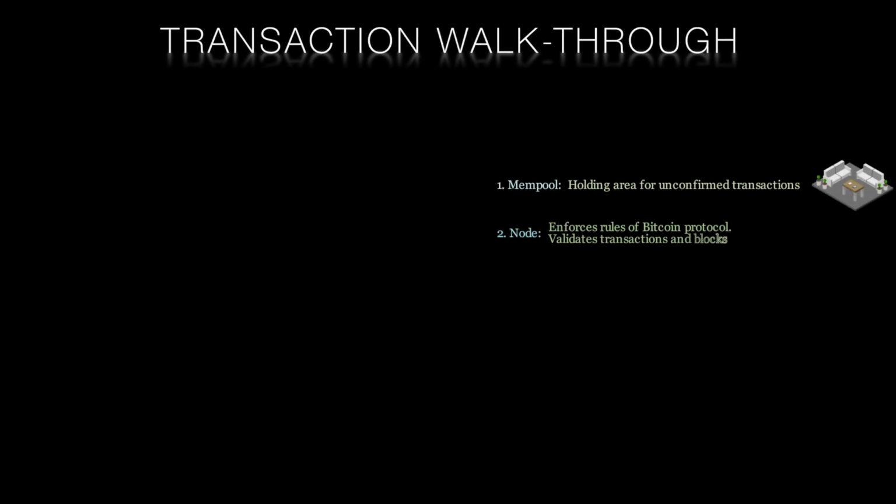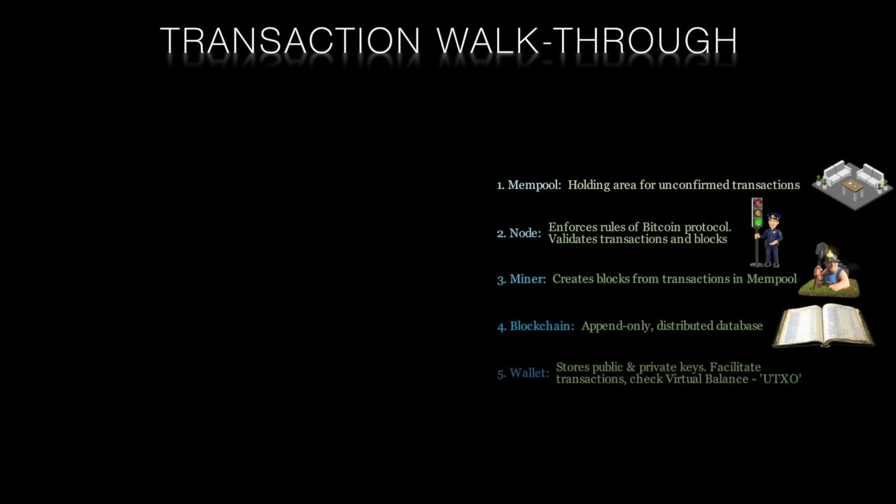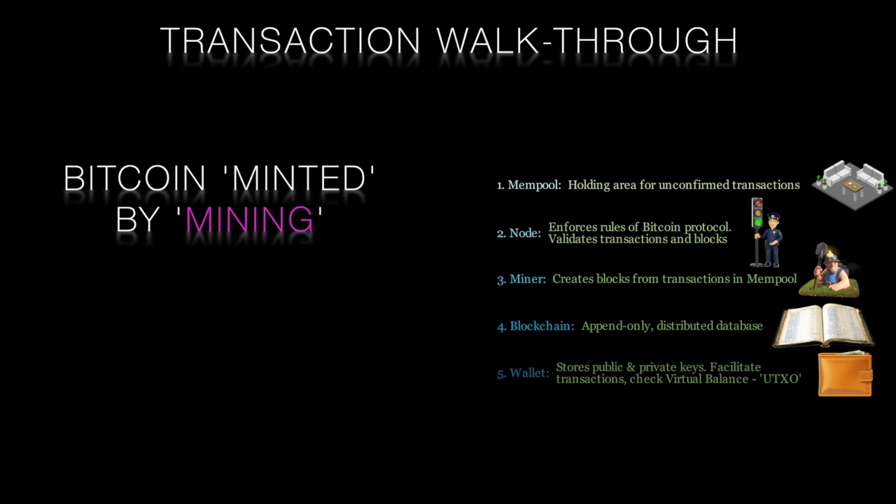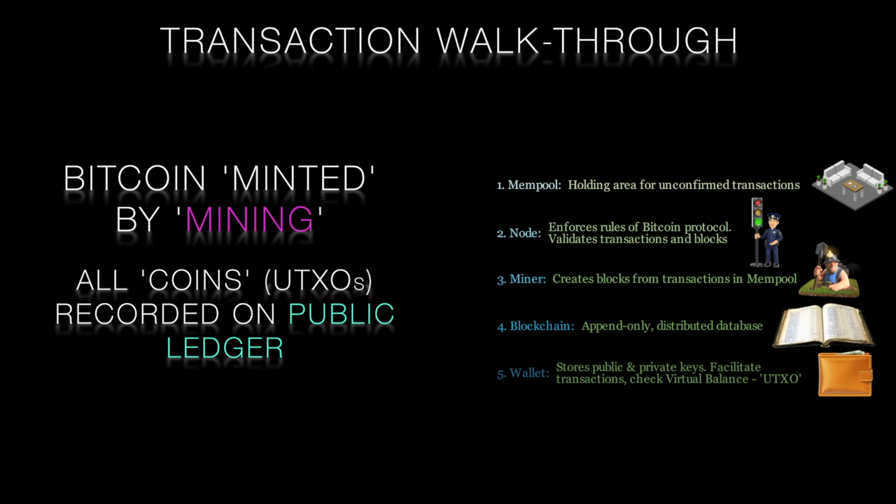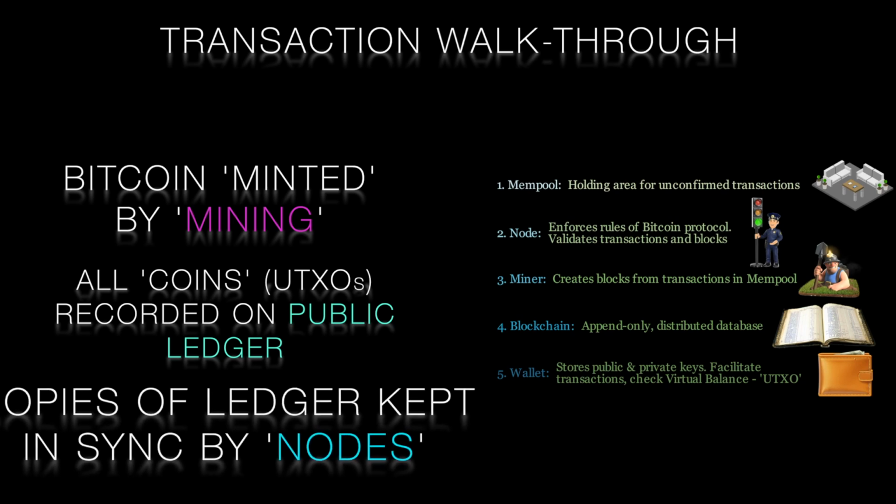To show how central UTXOs are, and to see what role each component plays, let's walk through a simple transaction. All of the Bitcoin currently in existence were minted through a process called mining. Much more on mining in the next video. All the coins that you have received, either by mining, purchasing them with cash, or in exchange for stuff you've sold, will be recorded on a ledger. There are multiple copies of this ledger, hence the term distributed ledger. All of these copies are kept in sync by miners and nodes.